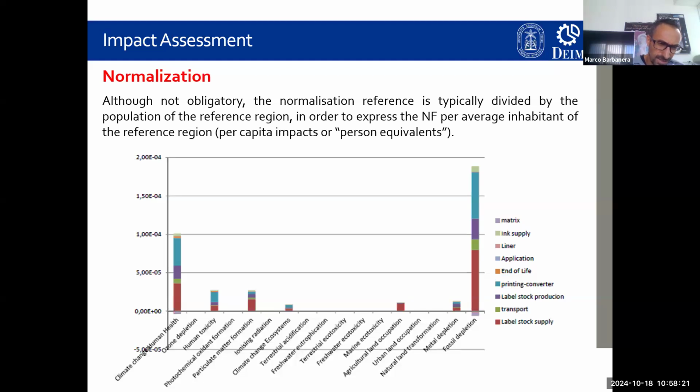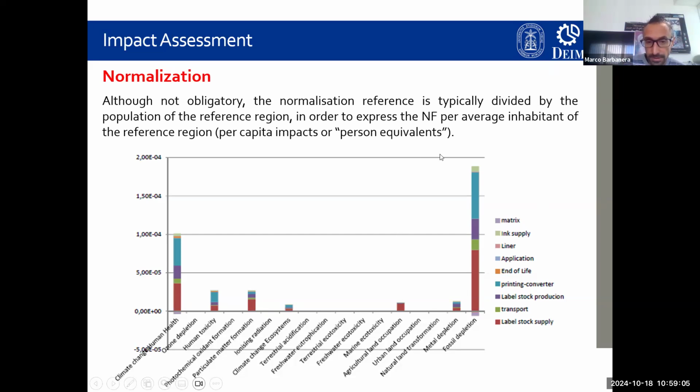In this figure, you can see the different impact categories considered by this impact assessment method. By the application of the normalization step, you have the idea of which impact categories are more important for this product. In this case, fossil depletion and climate change are the two most important impact categories.